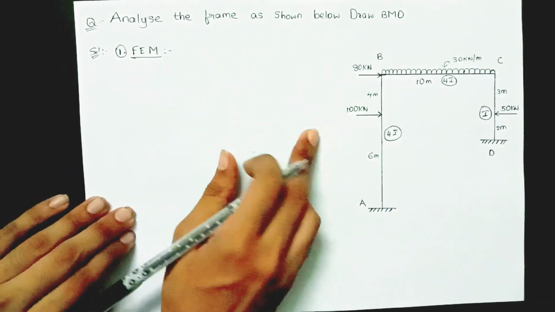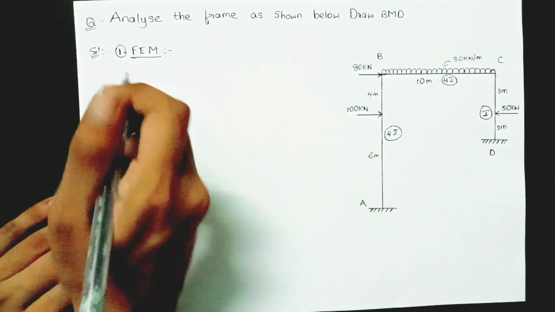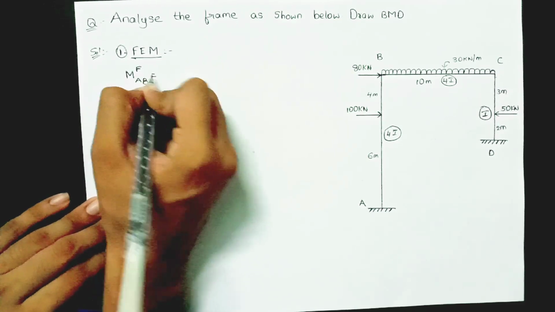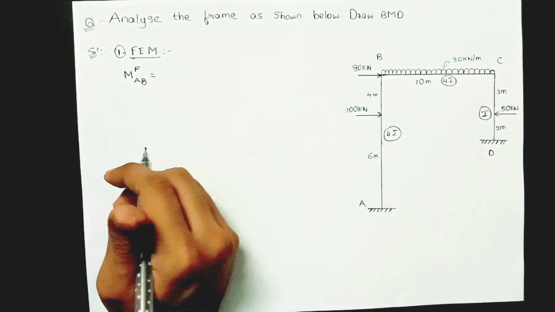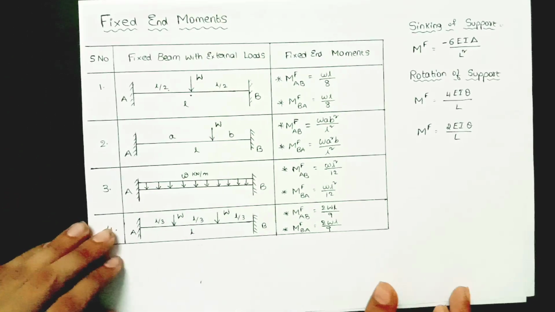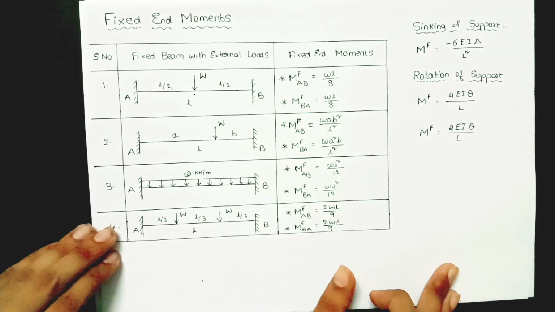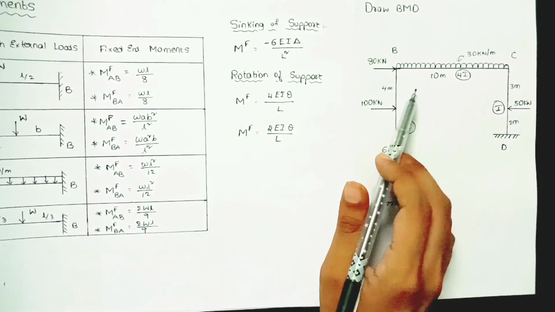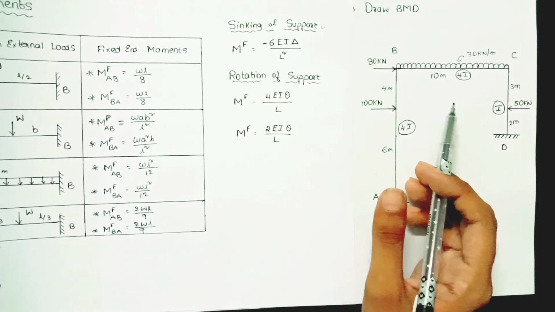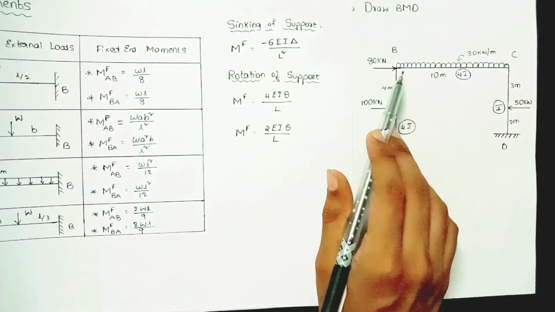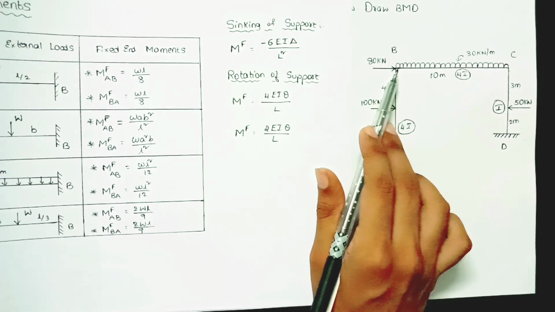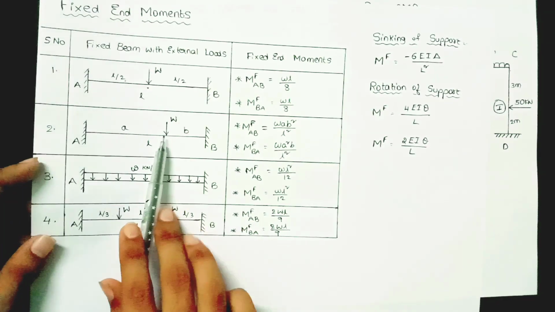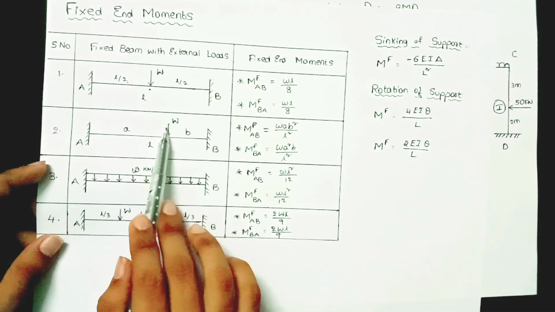There will be two fixed end moments for one member. I am denoting the fixed end moment in AB as MFAB. To calculate the fixed end moments, we should know these formulas. I have explained these formulas in the introduction video. Consider member AB. Each joint is assumed to be fixed, so that each member will act as an individual fixed beam. If the joint B is assumed to be fixed, then there is a fixed beam with an eccentric point load.